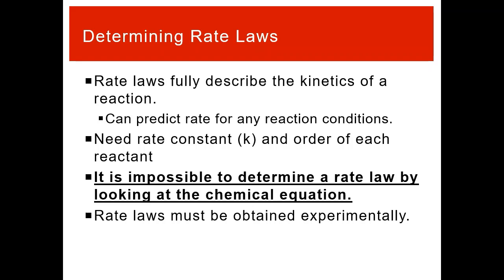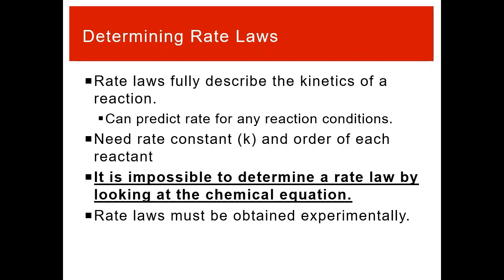So now that we're familiar with what rate laws look like and the different features of them, we want to return to their importance. Rate laws fully describe the kinetics of a reaction. You can predict the rate for any reaction conditions at whatever temperature you're looking at. And that lets you design reactions. How much of all the different reactants are you going to put in to obtain your desired rate? You want to control how fast your chemical reactions are occurring. So in order to do that, for any given reaction, you need the rate constant and you need an order for each reactant. So you need that for everything.